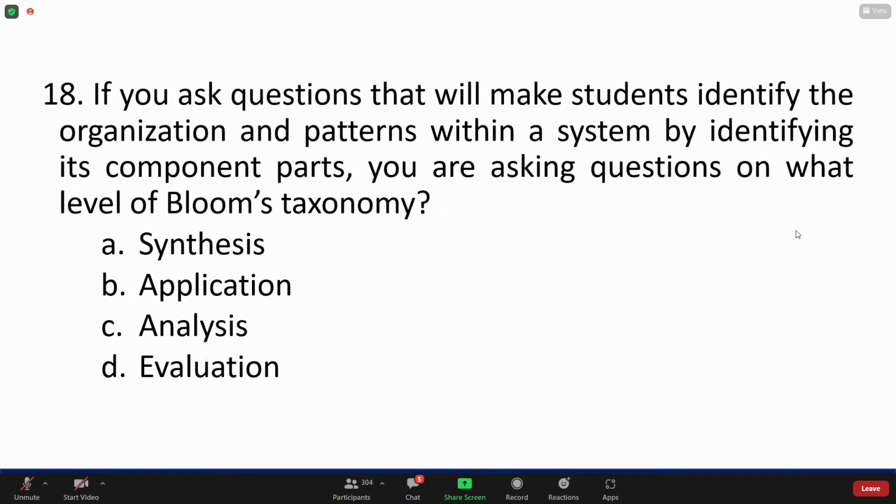Number 18, if you ask questions that will make students identify the organization and patterns within a system by identifying its component parts, you are asking questions on what level of Bloom's taxonomy. Letter A, synthesis. B, application. C, analysis. D, evaluation.